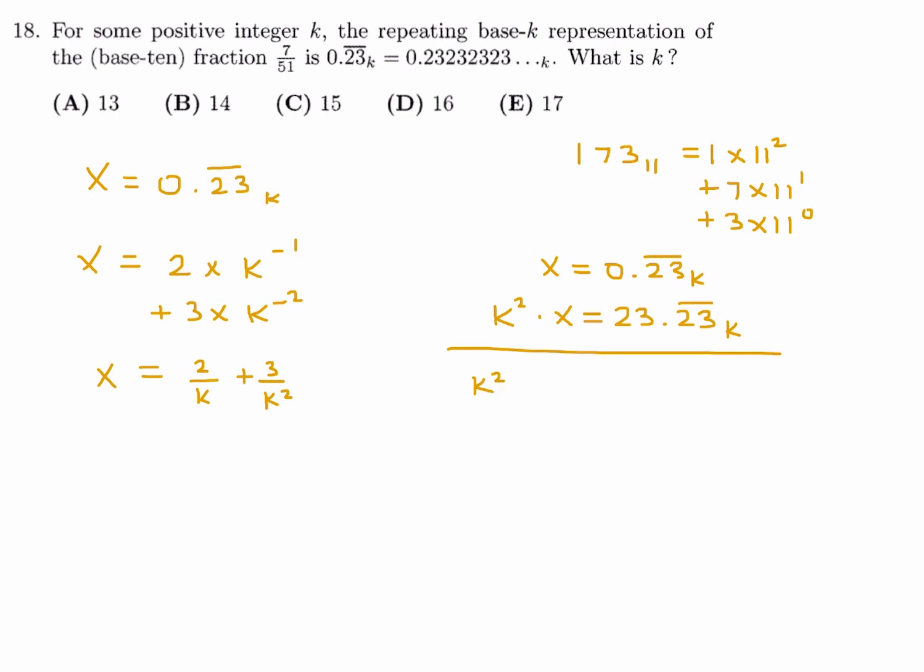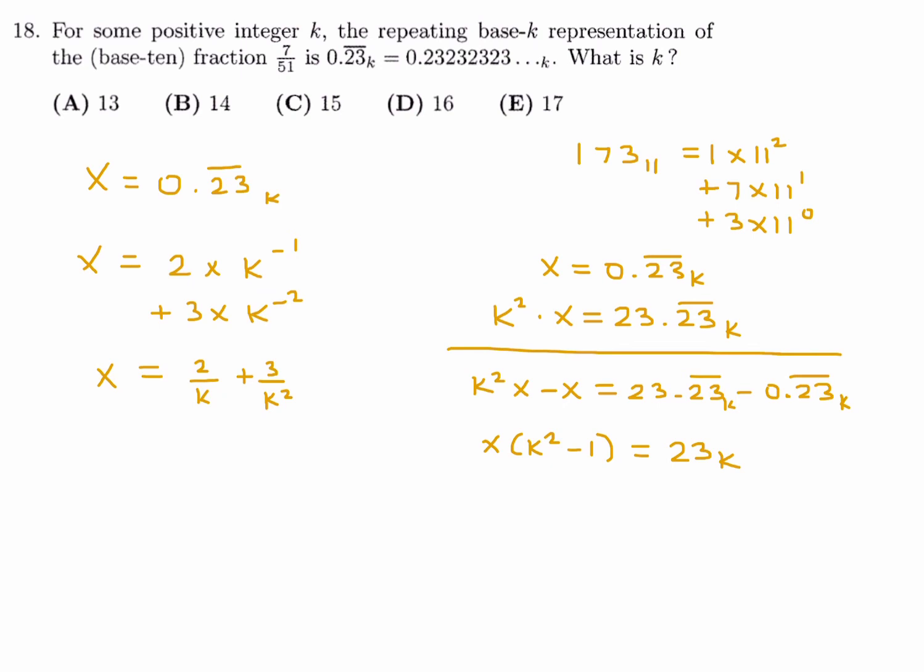Okay, now what I'm going to do is just subtract those two. So I've got k squared x minus x, and then this would be 23.23 minus 0.23 repeat, and these are base k. So if I factor out an x here, I get k squared minus 1, and then this wipes out all of the decimal from both of them. So it just becomes 23 to the base k.